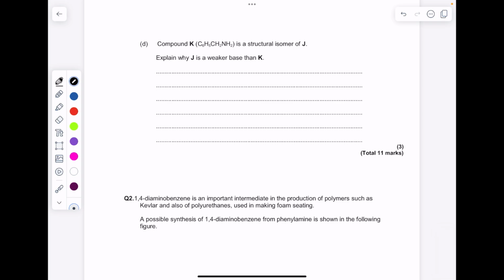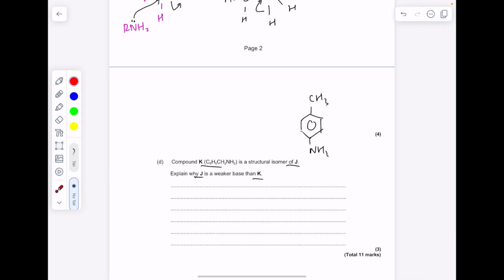Compound K is a structural isomer of J. Explain why J is a weaker base than K. So just to bring down that formula of J here. Now, because in K we can see that alkyl group, remember that's going to form a positive inductive effect, meaning that more electrons are released so that that nitrogen's lone pair is more available to act as a base, i.e. to deprotonate.